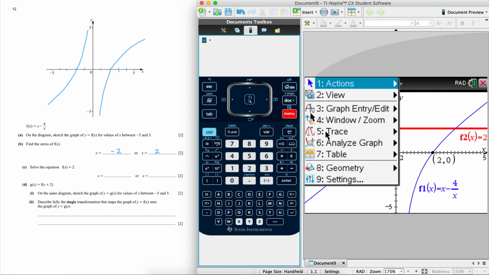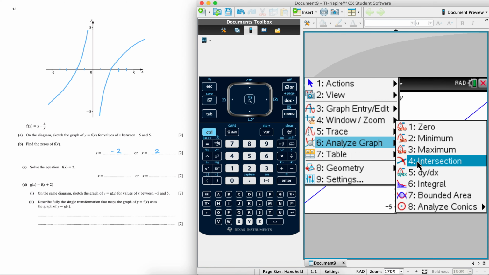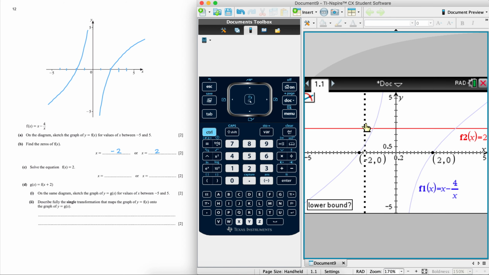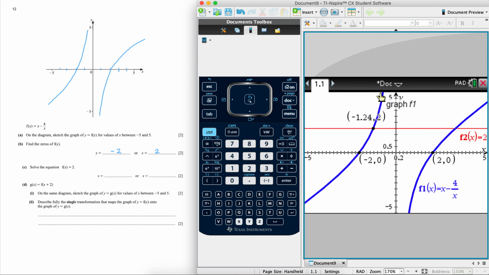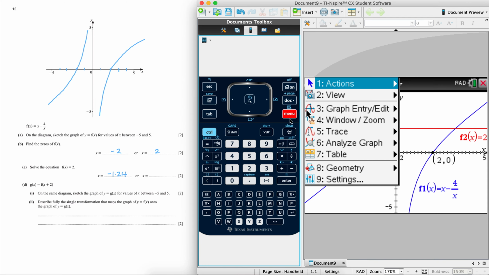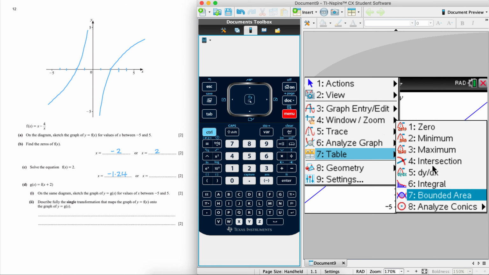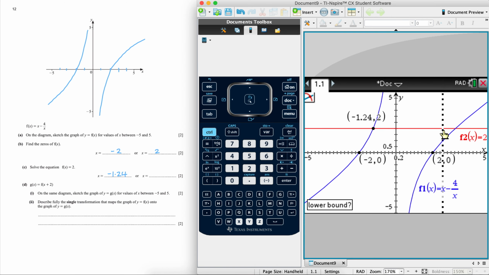And I want to know when is our graph equal to 2, so we're looking for those intersections. So we do menu, analyze, intersection, and then I click to the left and I click to the right, and that's my first intersection, which is -1.24. And again, it only asks for the x value, and then analyze graph, intersection, click to the left, click to the right, and let's just move that so it's a bit clearer to see. We've got 3.24, and again it only asks for the x value.